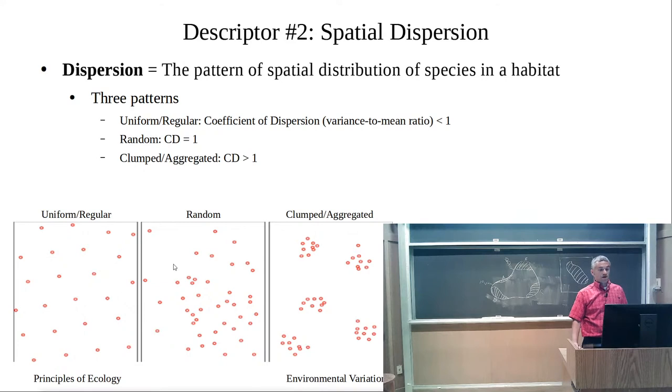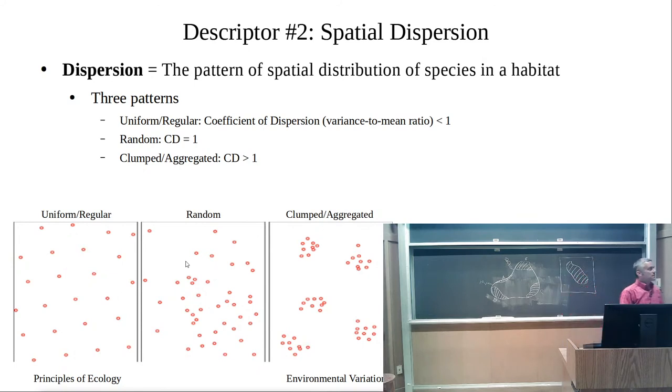In a random distribution, our mean and our variance are equal. They're the same value. So what we can do is calculate a variance to mean ratio: take the variance of our population divided by the mean of our population to get a term called the coefficient of dispersion. If our coefficient of dispersion is 1, it means our variance and the mean are equal, and that suggests our population, our species, is randomly distributed across our landscape.